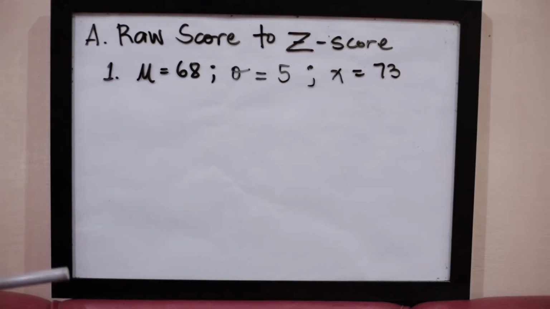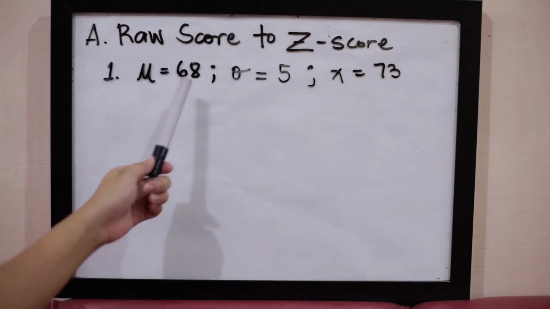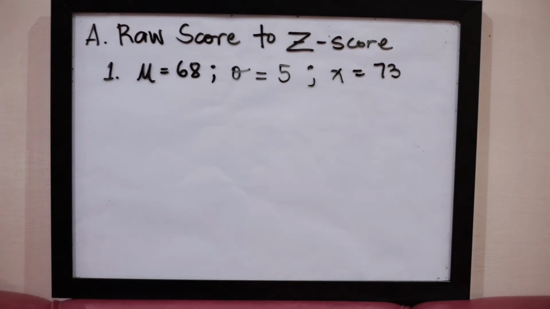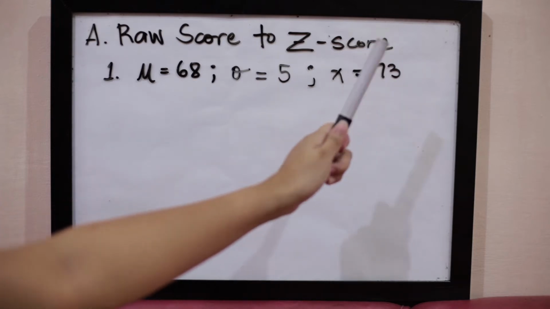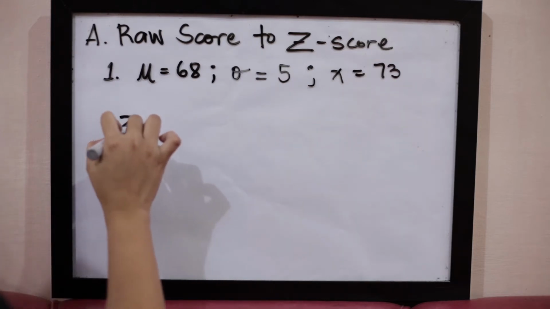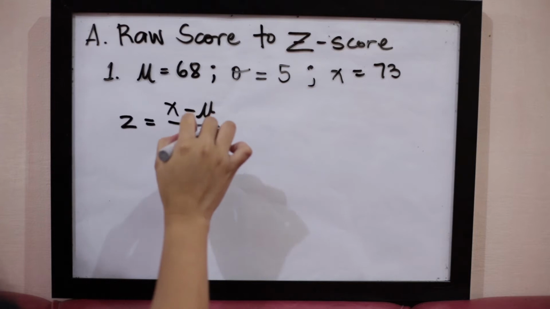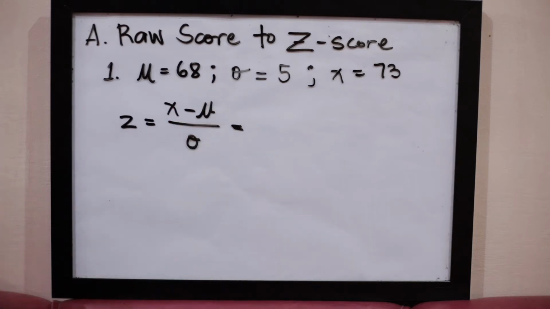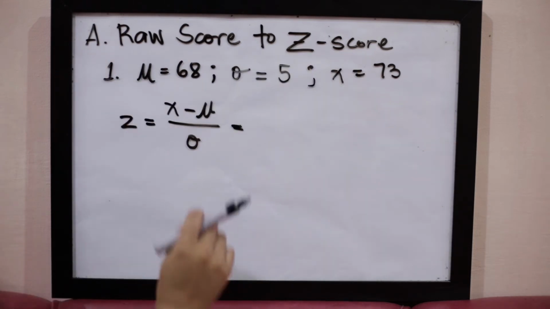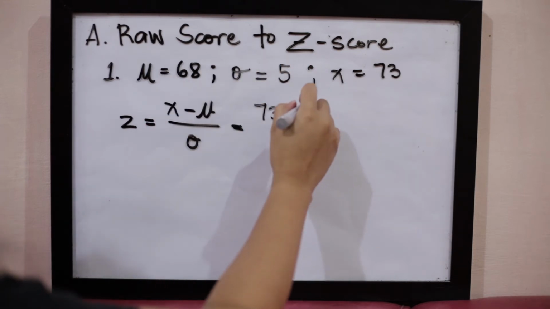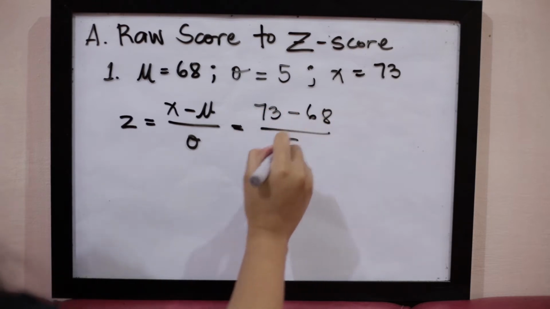First example, let's say the given values are: mean is equal to 68, standard deviation is equal to 5, and the raw score x is equal to 73. To get the z-score equivalent to 73, all we have to do is use the formula z is equal to x minus the mean all over the standard deviation, and substitute the given values. Since x is 73, we have 73 minus the mean, which is 68, all over 5.